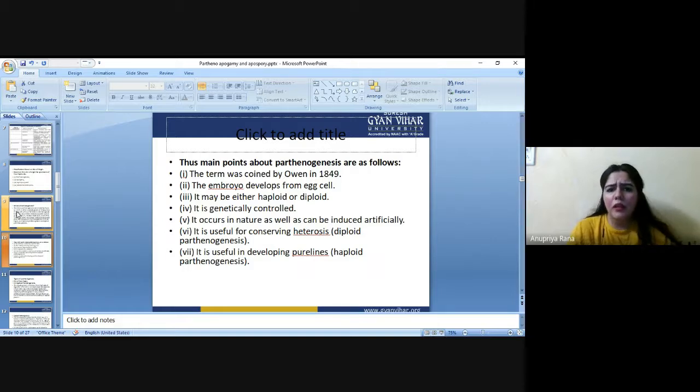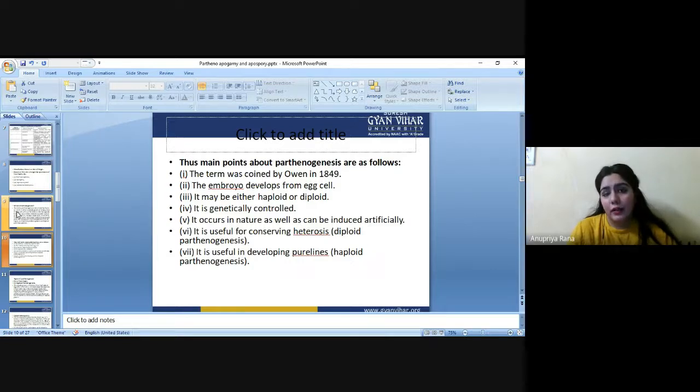There are some important points of parthenogenesis. I can read them out for you. The embryo develops from the egg cell. It's obvious, that is the main core of parthenogenesis: they have to be developed from the egg cell. It may be either haploid or diploid, but most of the time it is diploid.